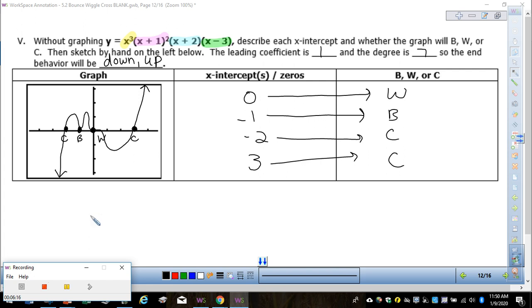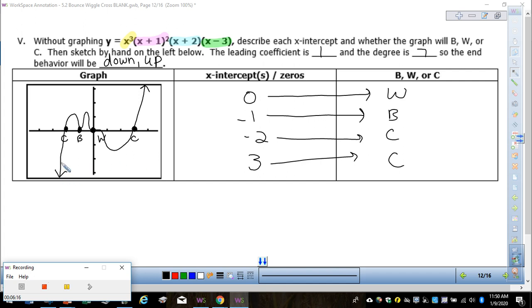Okay, so as you were working, I also paused mine and I started to get this filled in. So let's just use this as a chance to double check our answers. So x-intercept 0 is going to wiggle, -1 it's a bounce, -2 is a cross, and 3 is also a cross. The leading coefficient is 1 again, but this time the degree is 7. It's an odd degree, positive leading coefficient, so it's down up.